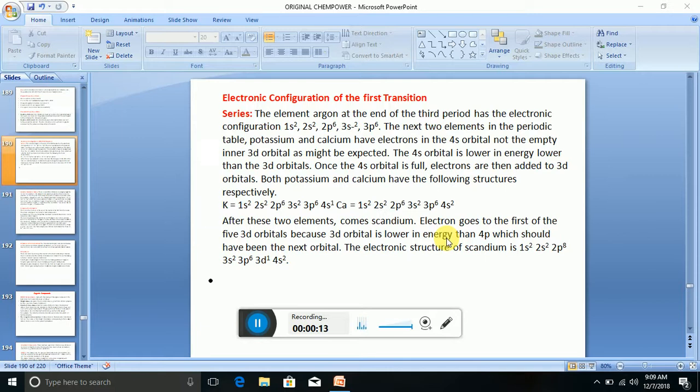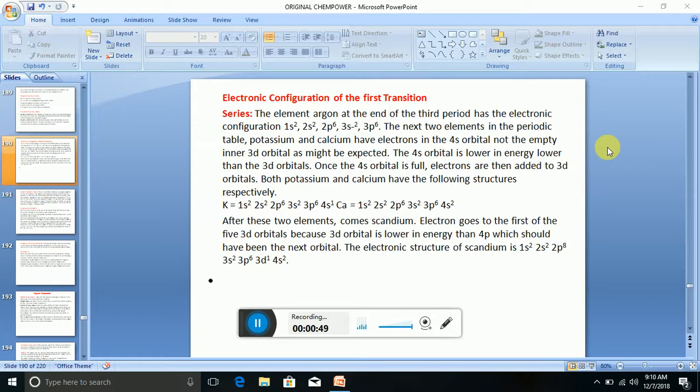The element argon at the end of the third period has the electronic configuration represented as 1s2, 2s2, 2p6, 3s2, 3p6. The next two elements in the periodic table, potassium and calcium, have electrons in the 4s orbital, not the empty inner 3d orbital as might be expected.